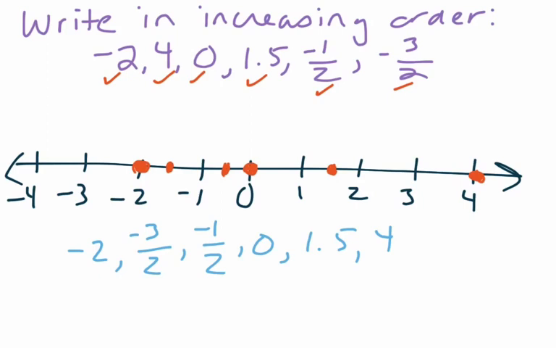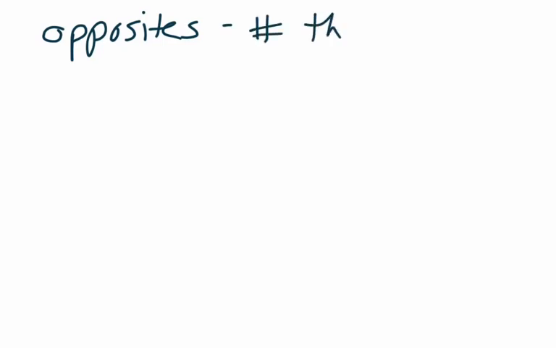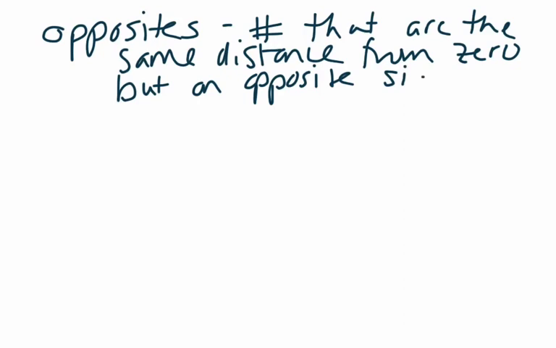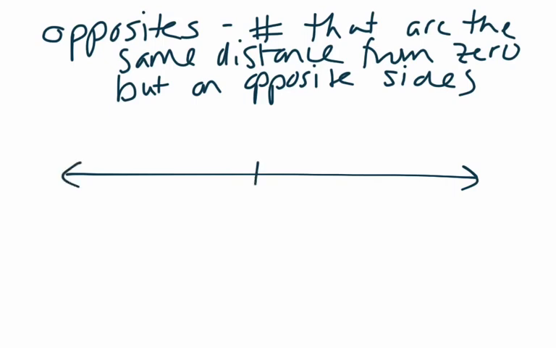Okay, next topic in this lesson is the idea of opposites. Opposites in math are the same distance from the origin, or from 0, but on opposite sides. So opposites are numbers that are the same distance from 0 but on opposite sides of the number line. So for example, we'll keep doing our number line here.